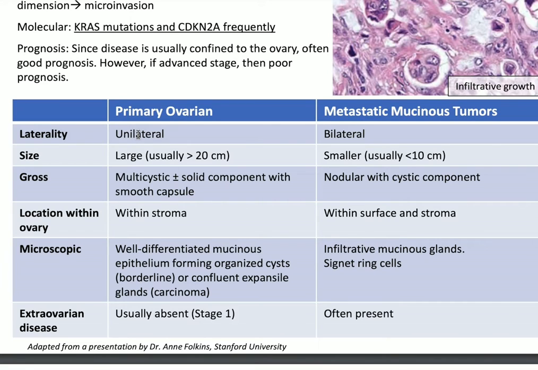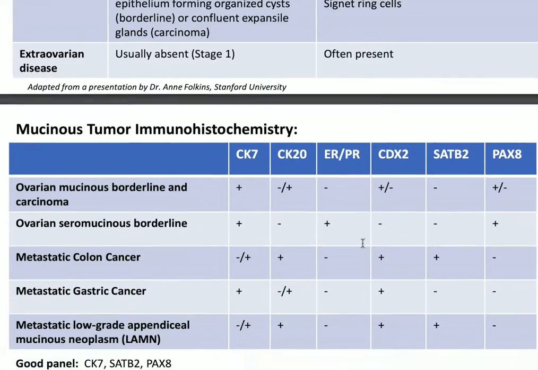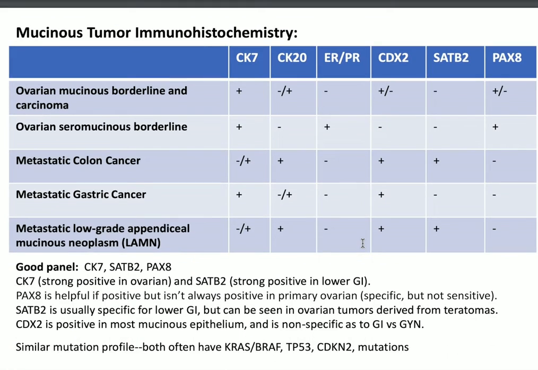And the size for primary will usually be larger, usually greater than 20 centimeters, and mets will be smaller, usually less than 10 centimeters. And the location for primary is within the stroma, whereas mets is within surface and stroma. And with mets, if you see any signet ring cells, it's more likely than not that it's metastatic mucinous tumors.